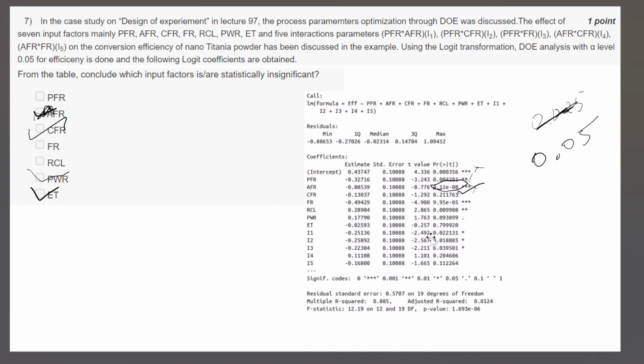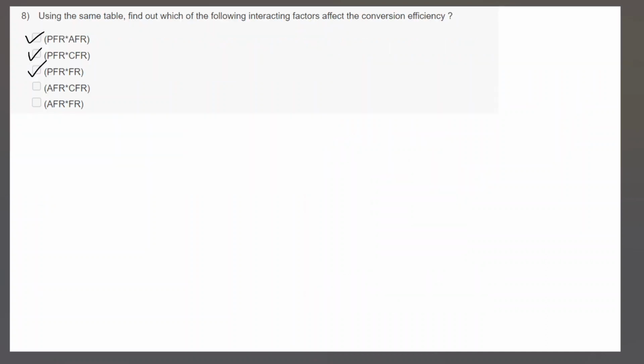I1 has a significance of 0.02, I2 0.018, and I3 0.03. All of I1, I2, and I3 are less than the 0.05 significance level, but I4 and I5 are higher than the significance level. So the statistically significant interaction factors which can affect the conversion efficiency are I1, I2, and I3.